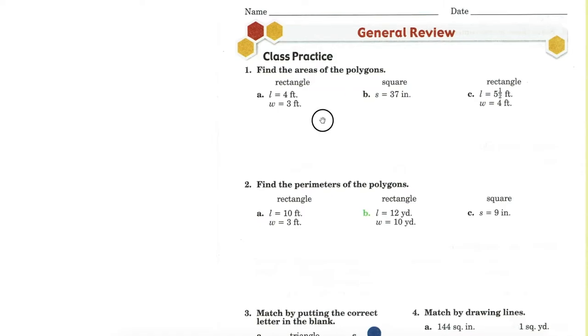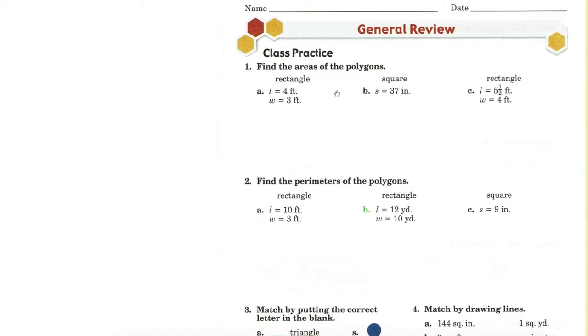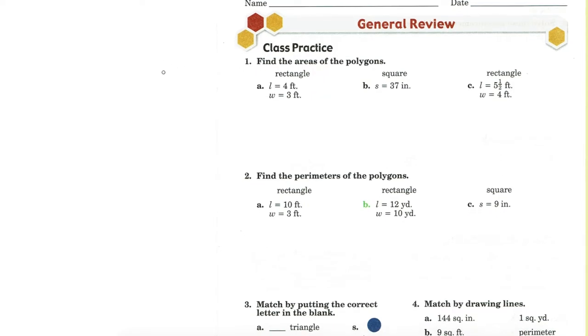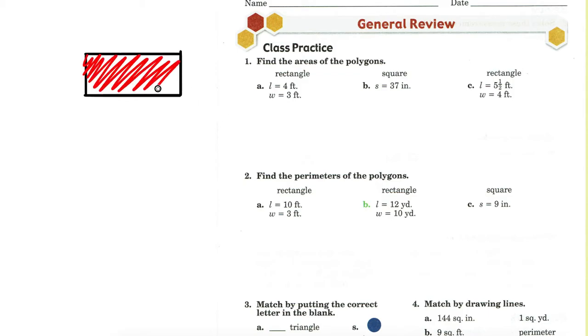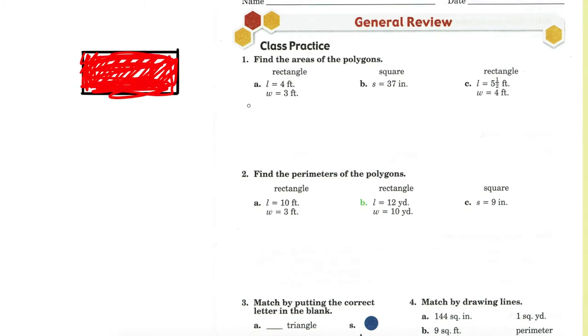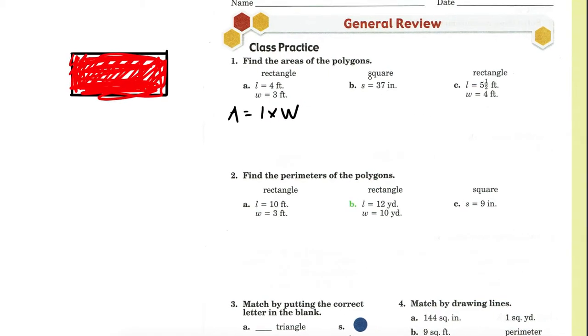So, first one, number one, find the areas of the polygons. Remember, area is just finding the surface area. You're measuring how many square units I would need to cover the inside of my shape. Hopefully you know the formula to solve those. The area of a rectangle is just length times width, and the area of a square is side times side.